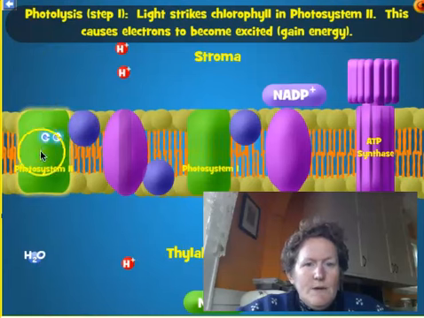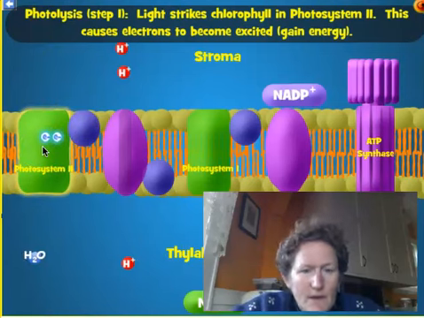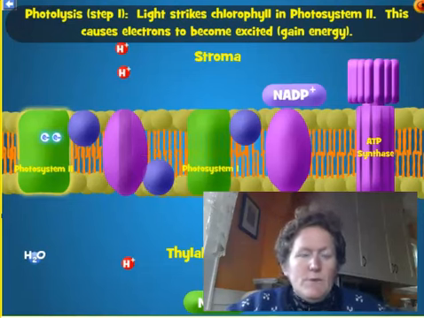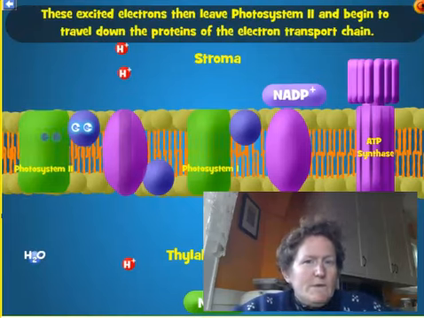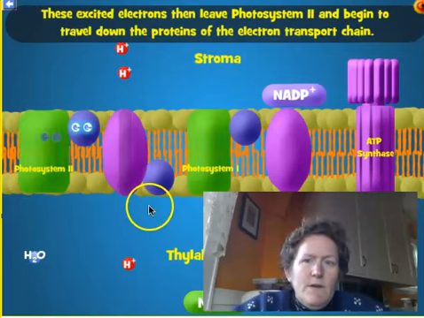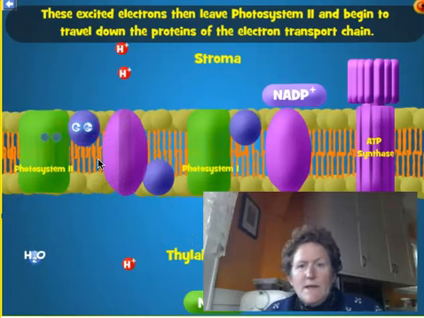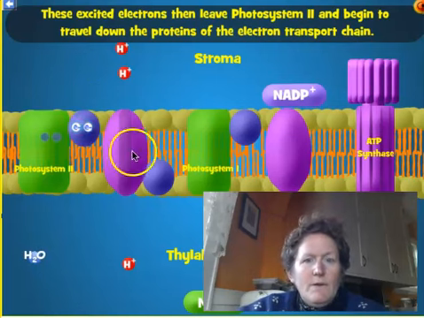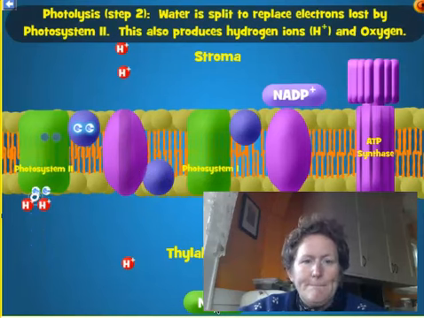So the first step here is light is coming into the system and exciting those electrons. They're gaining energy from light. Remember, photosynthesis is all about transforming light energy into chemical energy. Those excited electrons leave and go to photosystem 2. Even though it's the first photosystem they go to, it was the second that was discovered, so they call it photosystem 2. Now it travels down the proteins of the electron transport chain.